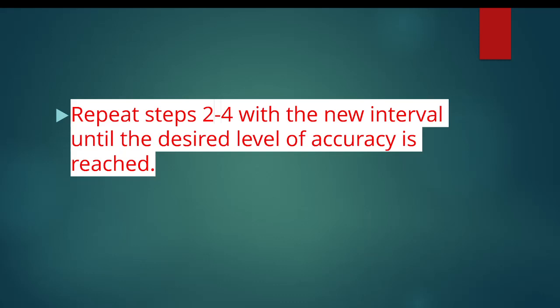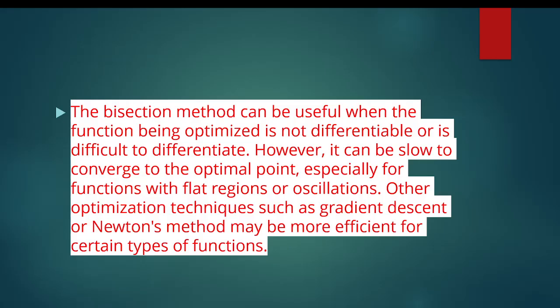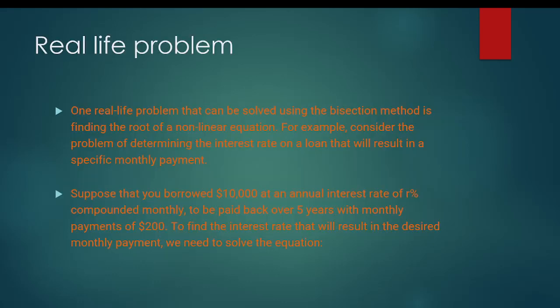We have to repeat steps 2 to 4 to get the desired level of accuracy, that means to find the desired accurate minimum or maximum in the given interval. So basically, the bisection method is used for functions which are not differentiable or difficult to differentiate; otherwise these types of functions are optimized using Newton's method or the gradient descent method.